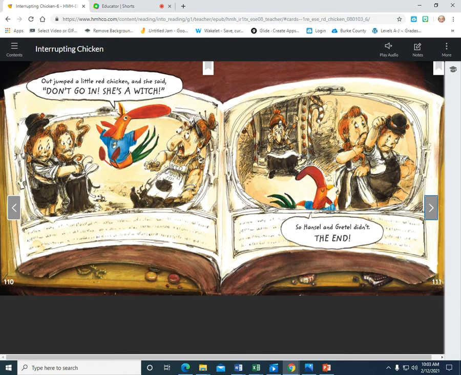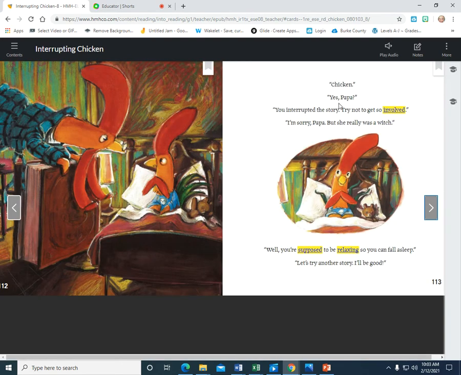I think right now we can tell that the little red chicken said he was not going to interrupt, but he did, didn't he? So he doesn't keep his promises.